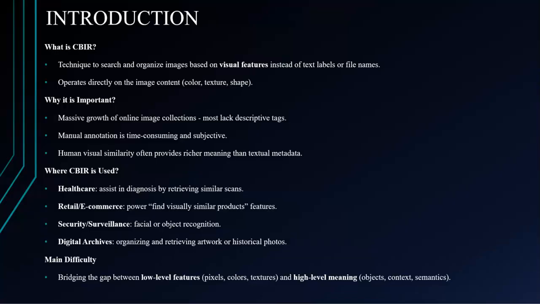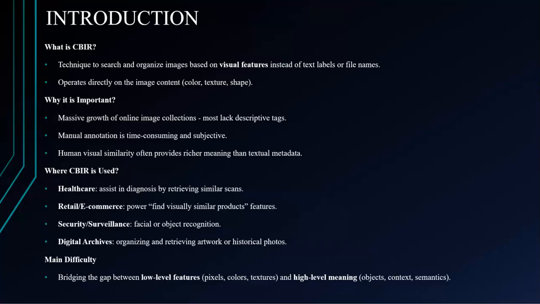Why does this matter? Well, image collections online are exploding in size. Think about all the product photos in e-commerce or the millions of scans in healthcare databases. Most of these don't come with detailed, accurate tags. Adding them manually is slow and subjective. What CBIR does instead is work directly on the pixels. So, if you want to find shoes that look similar in a photo or medical scans with similar patterns, you don't need text. The system learns from the image itself.